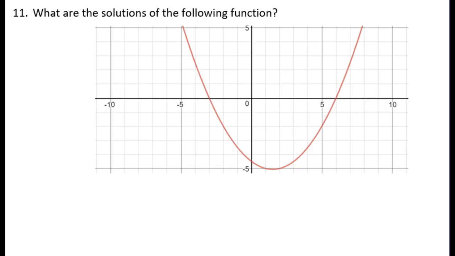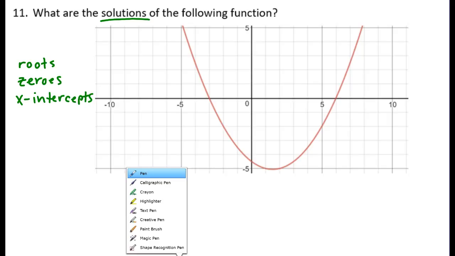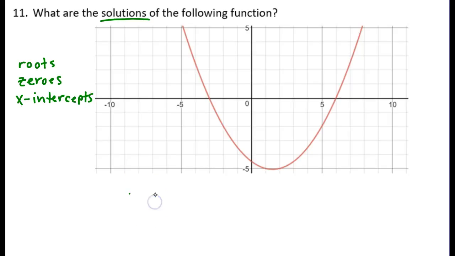In problem number 11, it says, what are the solutions of the following functions? So if it's asking for the solutions, just like on the last problem that we did, solutions also means the roots or the zeros. It can also mean the x-intercepts. Remember, the x-intercepts is where the graph crosses the x-axis, so I'm looking at the line y equals 0, which is this line here. So I'm looking, where does that parabola cross that line?